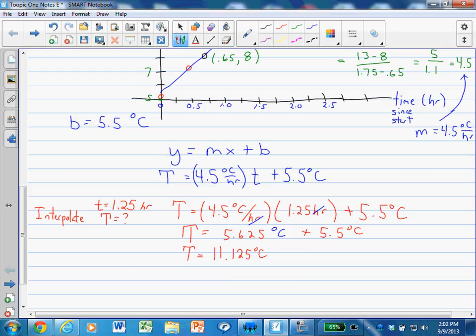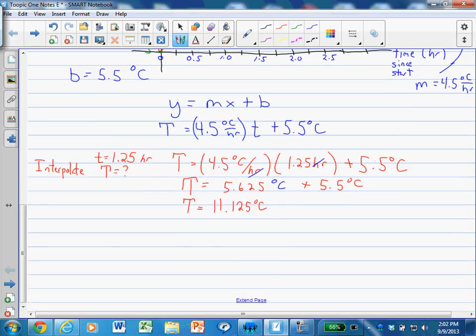Now to extrapolate, what does that mean? Well, that means to go out beyond our data. So to extrapolate, give me a time beyond our data.